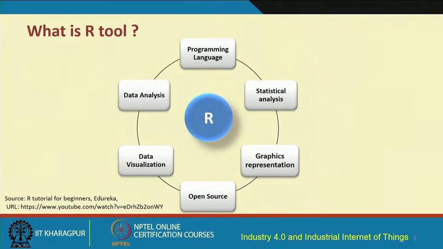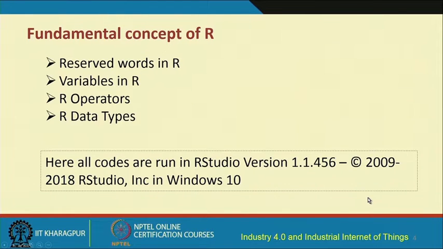R is a tool which offers different features of programming. It offers a programming language, a statistical analysis platform, a graphical representation platform, and data visualization. R is open source and has different data analytics features.